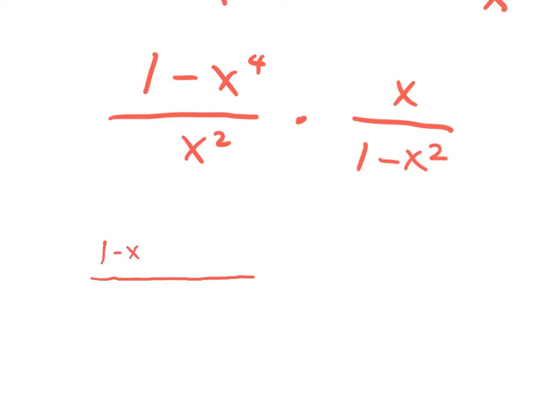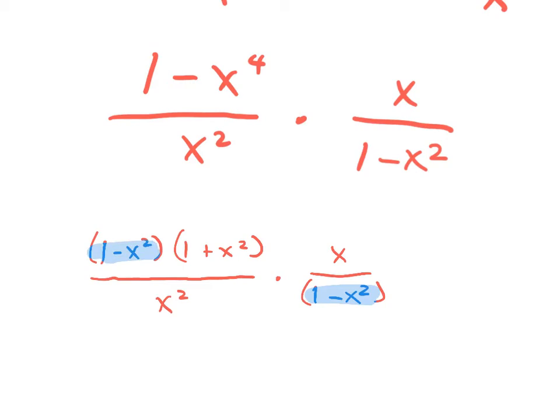One minus x, 1 minus x squared, 1 plus x squared and 1 plus x squared over x squared times x over 1 minus x squared. Now, this right here is the difference of 2 squares, and so is this. However, why am I going to bother breaking them down? They're going to cancel out, so why not save myself time and get rid of them right now.